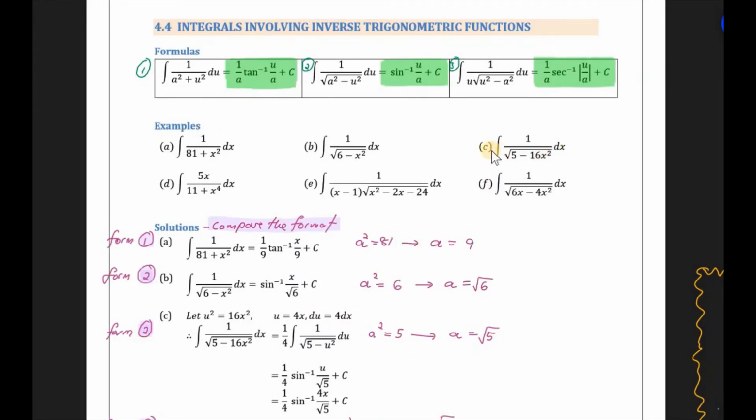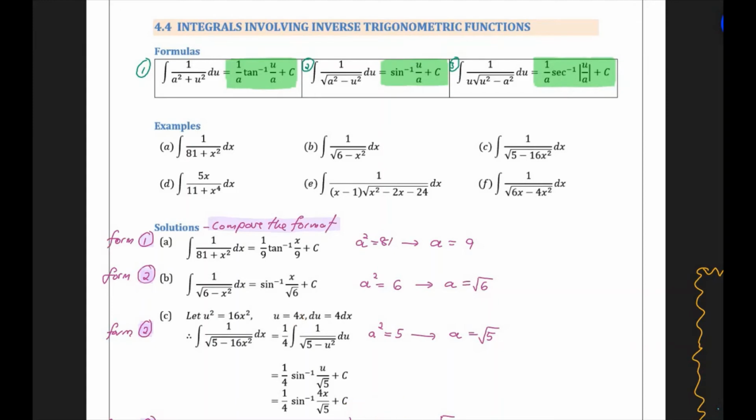Next, let's look at question C. How to integrate 1 over square root. Now we don't have a simple x squared or U squared. If you notice, the integral here is in the form of a constant squared minus or plus U squared, a single U. Over here we have a 16x squared. So in this case, we need to adjust a little bit.